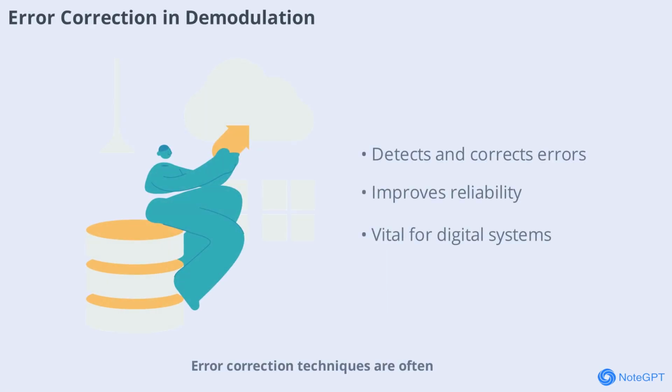Error correction techniques are often used alongside demodulation to improve reliability. These methods detect and correct errors that may occur during transmission, ensuring that the recovered information is accurate. Error correction is especially important in digital communication, where even small errors can have significant consequences.